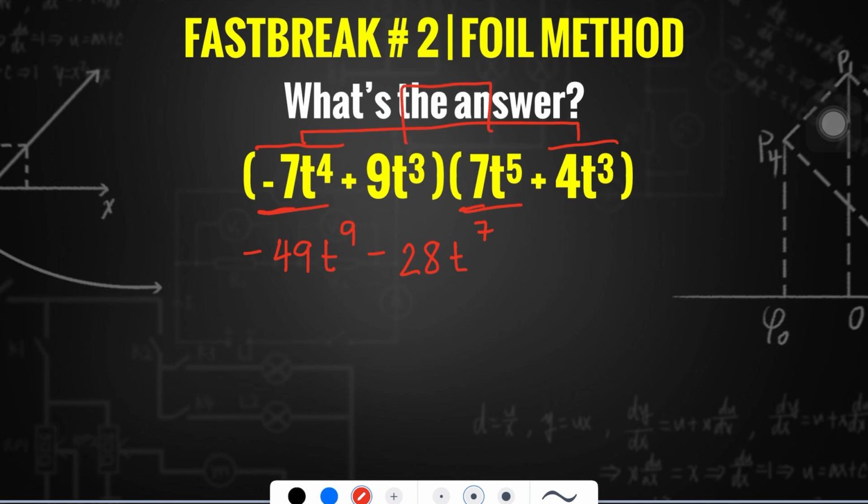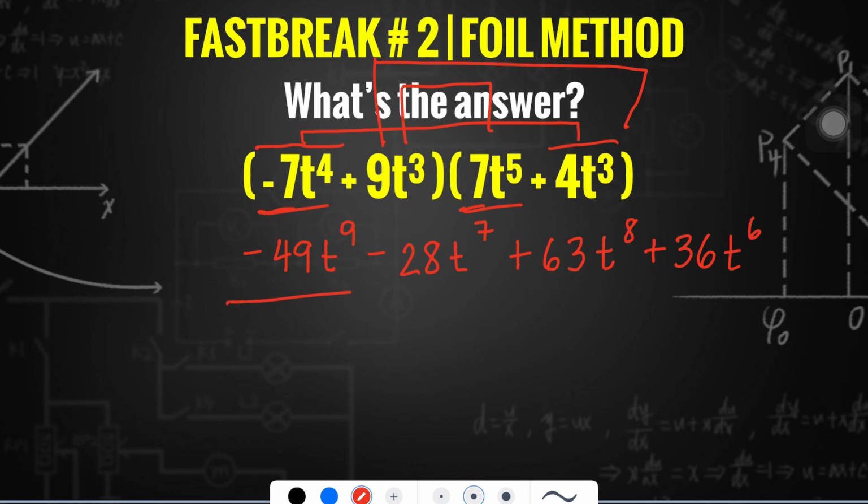So let's multiply positive 9t cubed times 7t raised to 5. Okay, so 9 times 7, that's positive 63. t cubed times t raised to 5, that's t raised to 8. Okay? And then lastly, the last terms, which are 9t cubed and 4t cubed. So positive 9t cubed times positive 4t cubed. Positive 9 times positive 4, you have positive 36. And then t cubed times t cubed, that's t raised to 6.